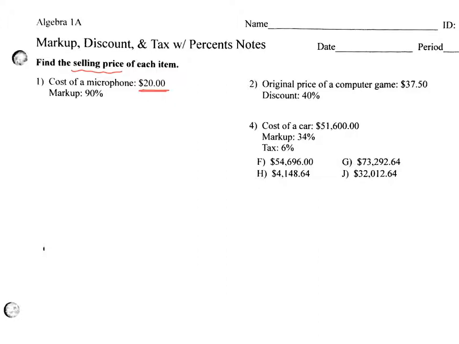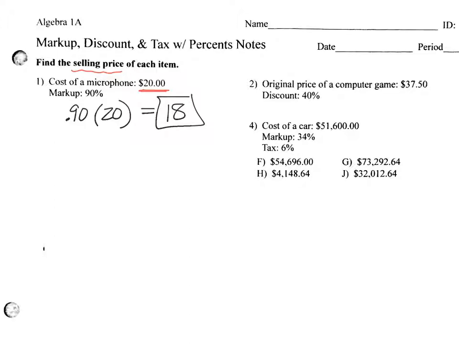So what we have to do first is we have to find out how much the markup is. So what we want to do is we want to change our percentage to a decimal. So that would be 0.90. We're going to multiply that times our original cost, 20. And if we do that, so we do 20 times 0.9, and you get 18. So what that means is if we're going to mark up 90% on our cost, then that means we're going to mark it up by $18.